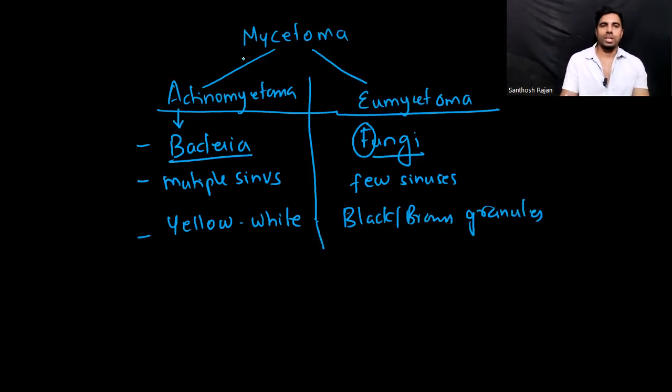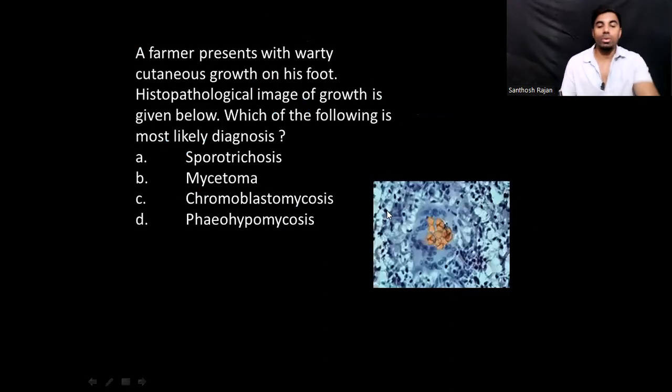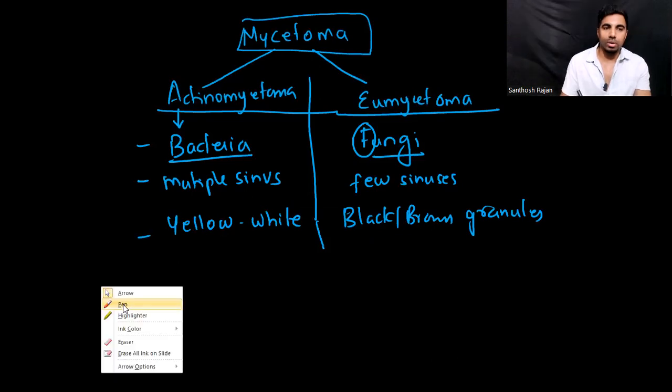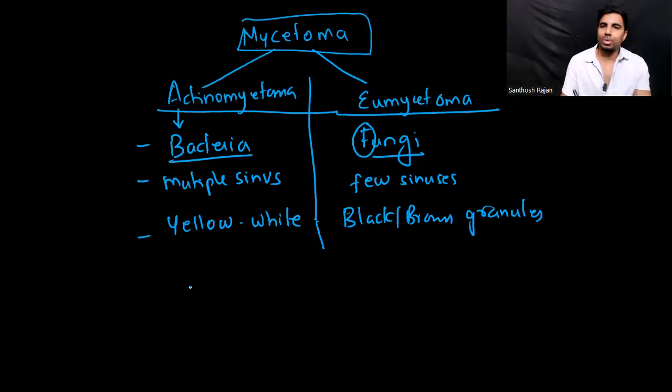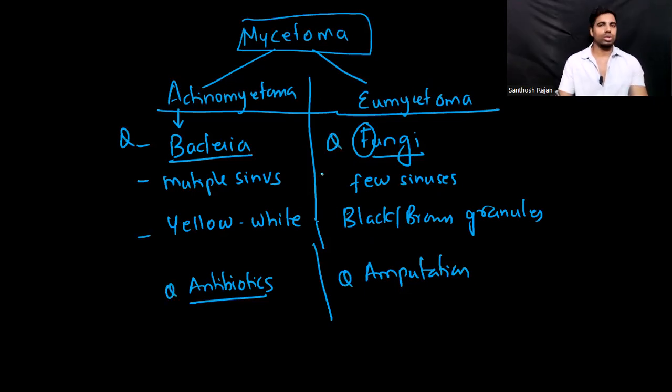And everywhere mycetoma is the same, Madura foot, it looks like whatever picture we have seen below. This much you remember about mycetoma. Okay, now let's go to the next one. And one more thing: in actinomycetoma, bacterial cause, treatment would usually be antibiotics. You go with antibiotics, cotrimoxazole or whichever antibiotic the organism is susceptible to. But in eumycetoma, fungi, it usually ends with amputation. That's another extra point just to know. At least bacteria and fungi you should know. This is about mycetoma.